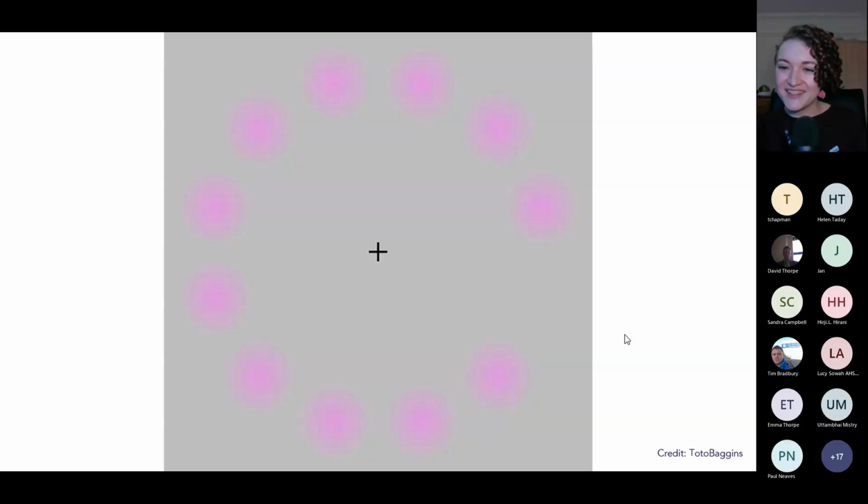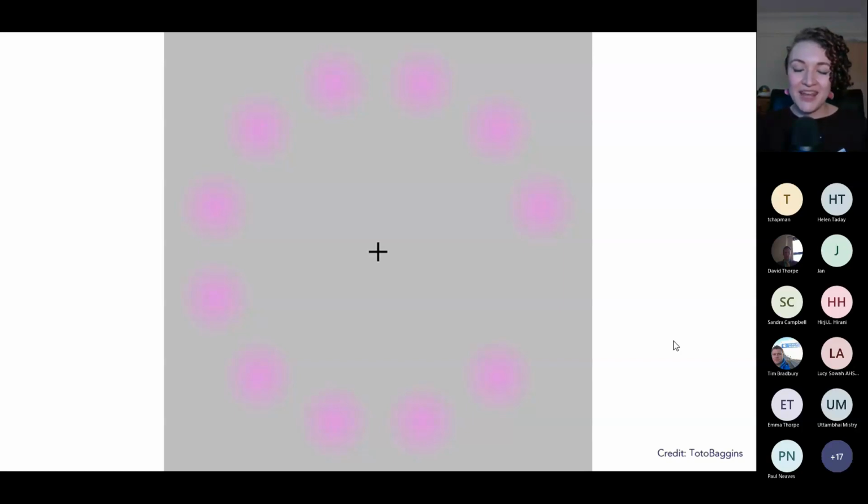Wonderful. And I've got some answers coming in. We can see some green blobs going clockwise, a green dot, and the pink blobs are disappearing. Exactly. Yes, so when you stare at that cross, the pink dot should start to fade away, and in their place you see one green dot going in the opposite direction.